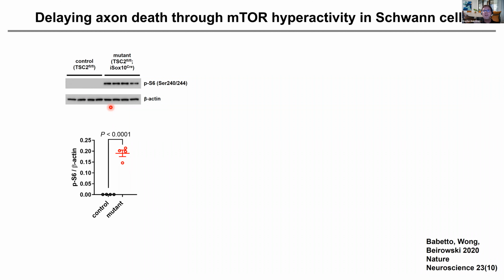So if we remove it from Schwann cells, we induce mTOR hyperactivity. This you can appreciate in this Western blot. We remove TSC2 in Schwann cells, and we see sustained mTOR hyperactivity in Schwann cells. This is measured here. And now the big question: does this result in axon protection?